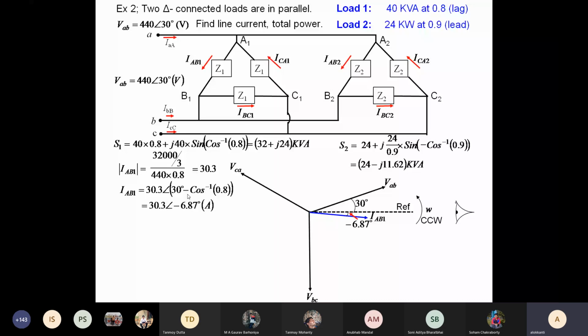A numerical can be done in many ways. You can do it later and find out. In that case, you will directly find the currents. Here I am going to find the individual currents and do the KCL, but you check it by other methods, and if that is efficient, you can do that. So this is IAB1. Then you can complete the other currents in the first load, which will be 120 degrees away from each other. This is how we get the current of the first load, IAB1, which is basically minus 6.87 degrees with respect to the reference.